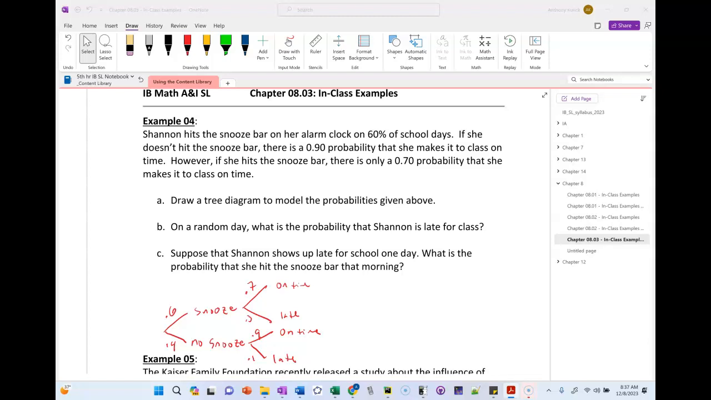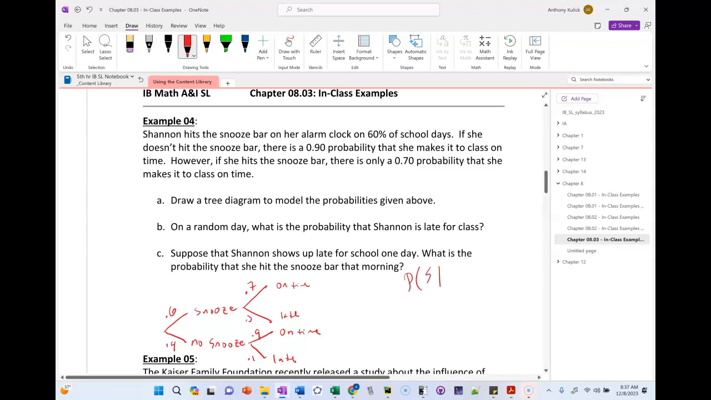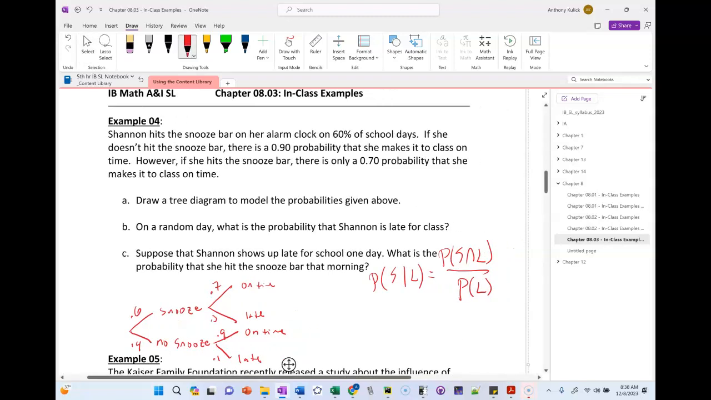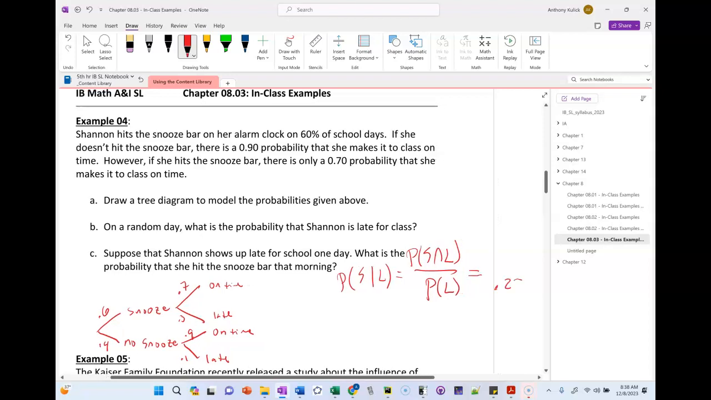Well, we just did that. No, it's related. So this is a conditional probability, is what you need to recognize. So it's the probability that we hit the snooze given that we were late. So how do we calculate that conditional probability? Give me the formula. It's like you probably which is like 7.3 times 1. It's what we just did.